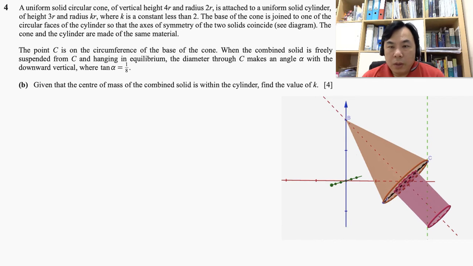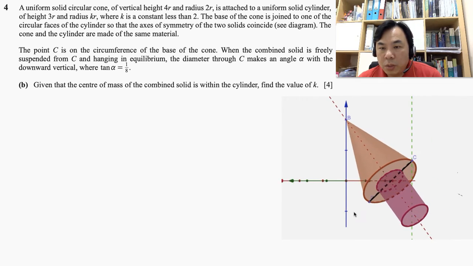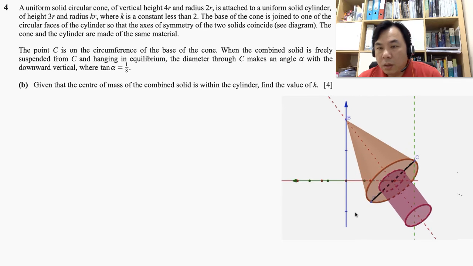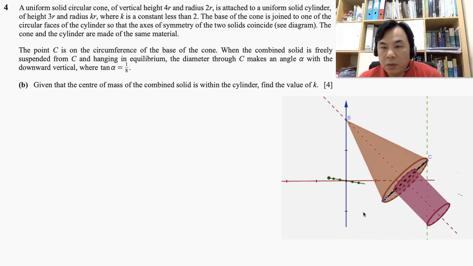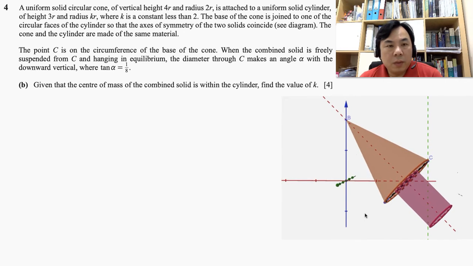Now I would like to show you the 3D model, how the object actually looks. I'm going to walk this through. You can see the three-dimensional perspective of this object. If you can't visualize it, the diameter is CD there. C is on the circumference of the base of the cone.